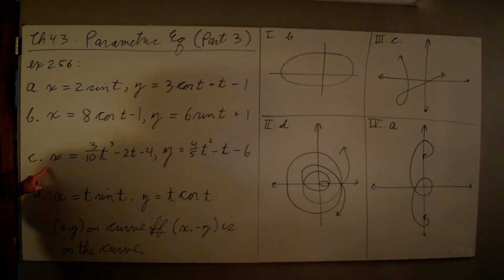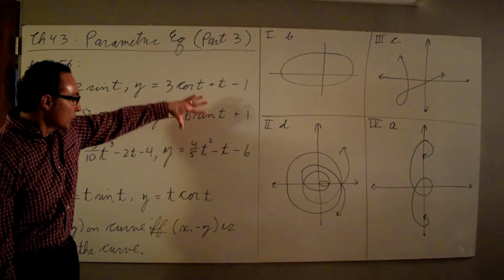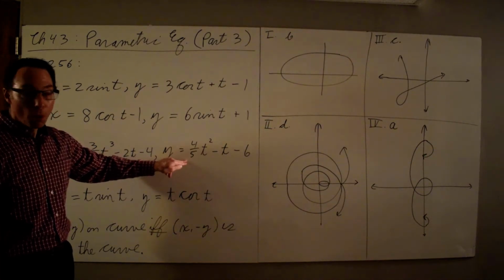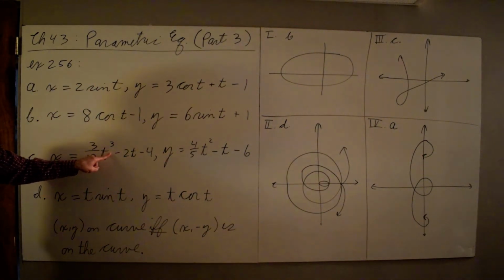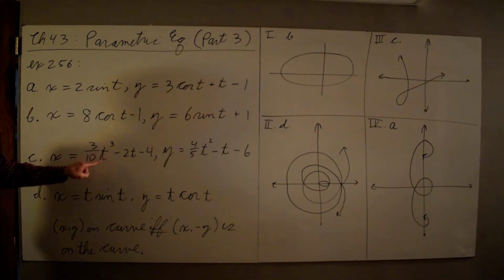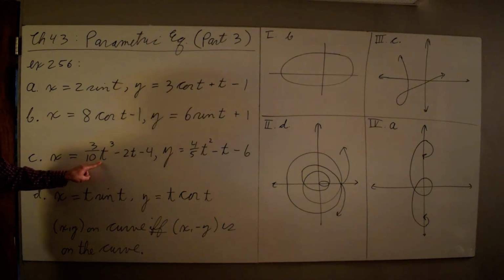If we look at C, what happens here, both x and y are unbounded. But because y is a quadratic that opens upward, y is bounded below but not above. Here, x is neither bounded above nor below. As t gets large, x gets large. As t gets small, x gets small.